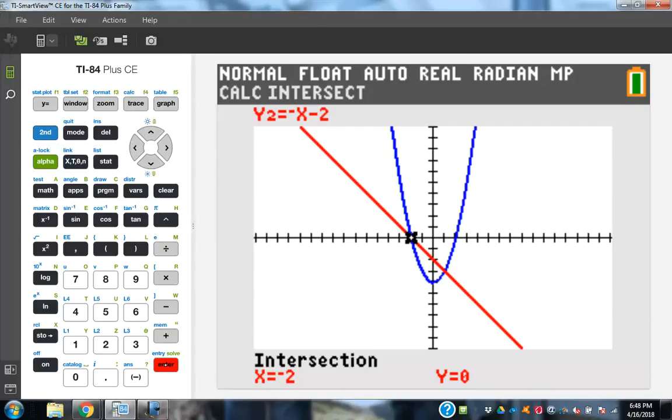Negative 2, 0. Didn't we find that one algebraically? When we worked it out, we got the intersection negative 2, 0. Okay, so that gets me one of my solutions. Let's find the other one.